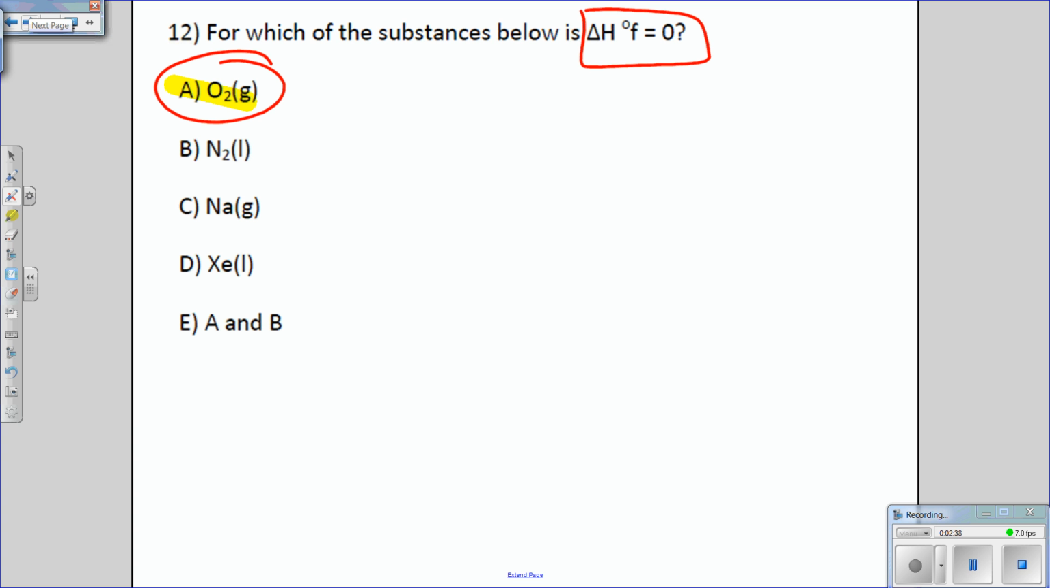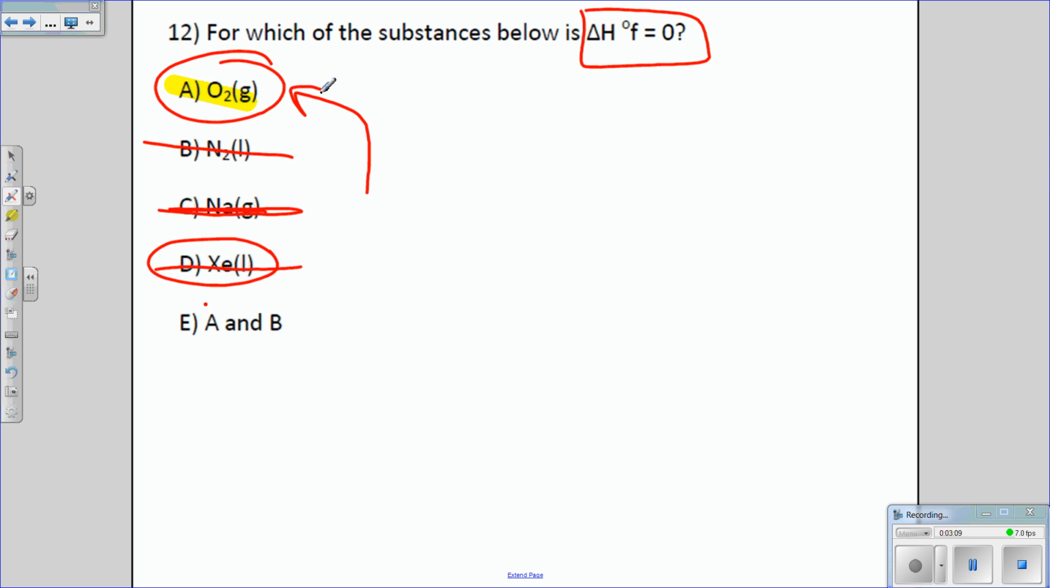Which substance has a heat of formation of 0? Remember when I asked you to do a table value, products minus reactants, all elements have a heat of formation of 0. They have to be elemental in their state. What's wrong with these other things? Well, this is a noble gas, so as a liquid, it would not have a heat of formation of 0. Sodium is a metal, which is normally a solid, so that's technically not elemental in form. Nitrogen is a gas, which means that's not elemental in form.